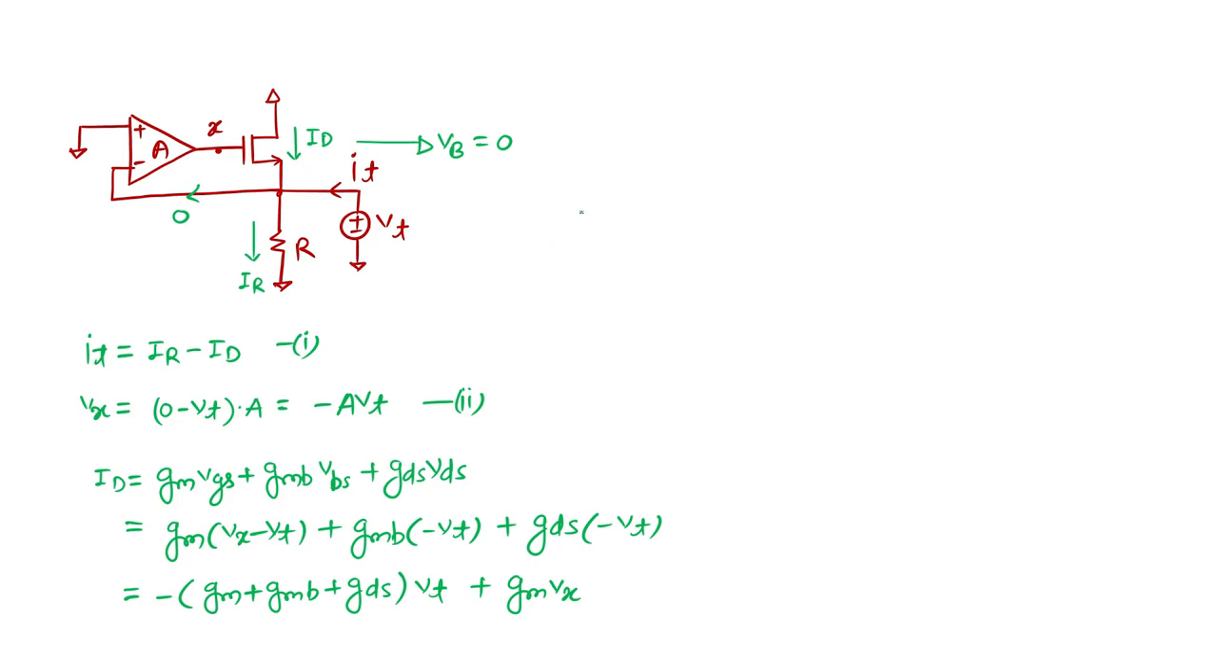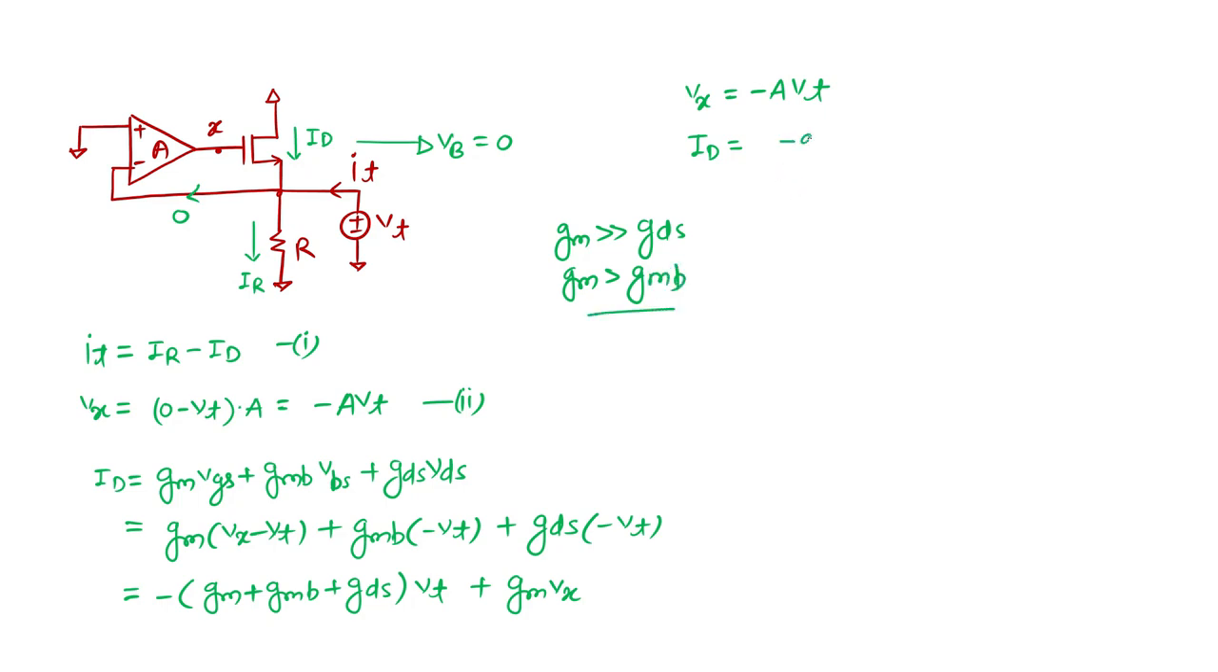And what is the VX we have seen? VX is nothing but minus A VT. So what is the ID then? One approximation I should consider here: GM is much greater than GDS. I am telling this all the time because I want to write the equation correctly. When we are considering the body effect or not, we will ignore it after that, but at least we should write it. This is also greater than GMB. So for the time being, I'm ignoring them.